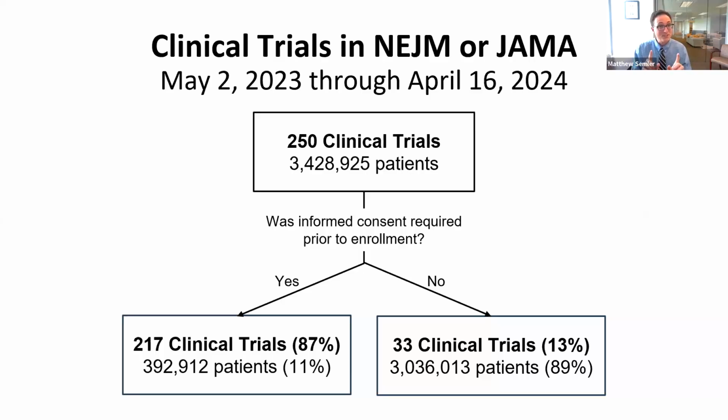So this was striking to me when we saw this, that 90% of the patients enrolled in a trial published in New England Journal or JAMA in the last year were enrolled in a trial that did not require written informed consent prior to enrollment. So 10 times as many patients came from trials that did not require informed consent as came from trials that did require informed consent, which is not necessarily what I would have hypothesized. Next slide.